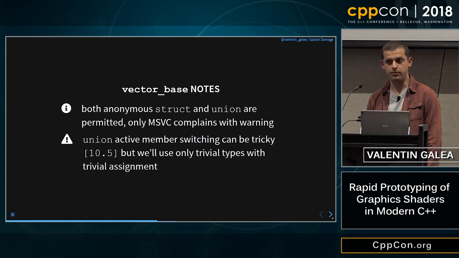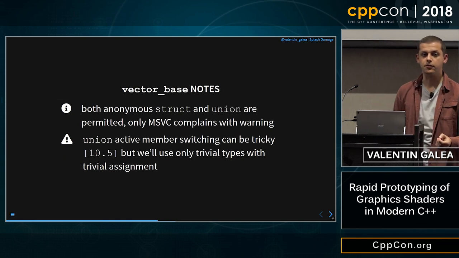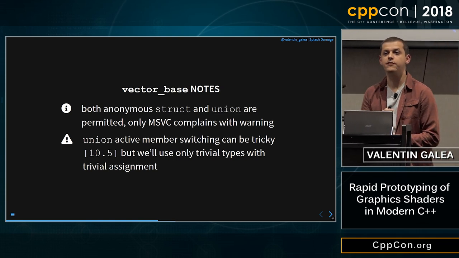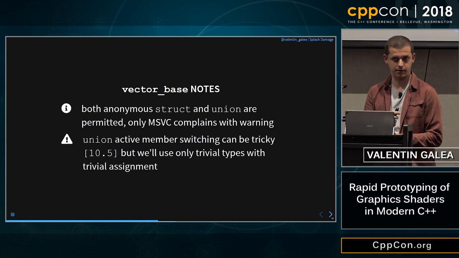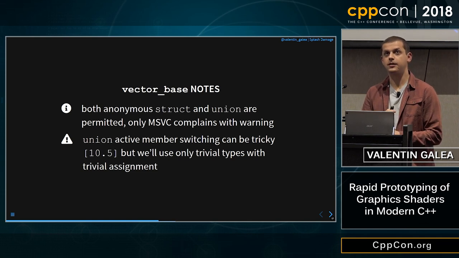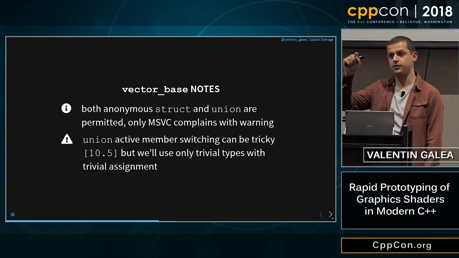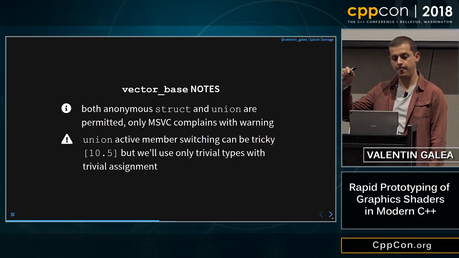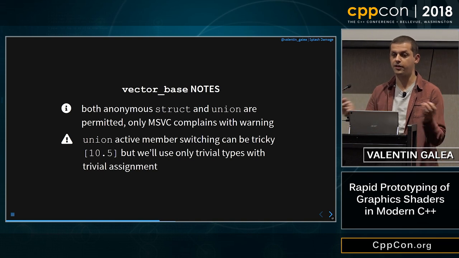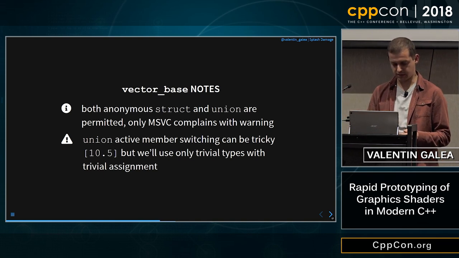You think that's the problem, anonymous struct and union? No, they're totally permitted. Only for some strange reason, Visual Studio even now complains, saying no standard, but it's totally standard. The only thing that the standard takes issue with is how do you switch from like .x to .y, for example. But we're getting away with murder here because it's just trivial types and trivial assignments. So there's going to be no problem.